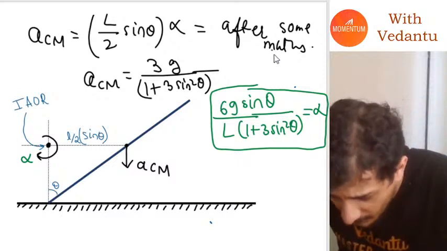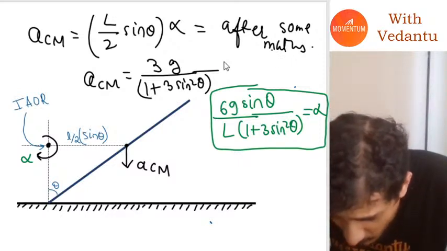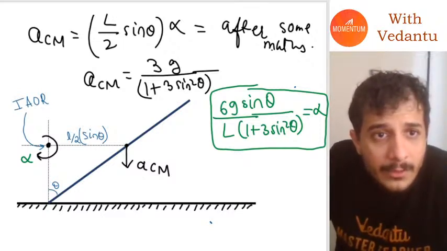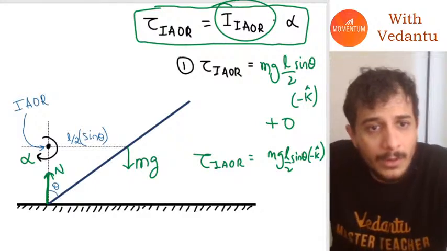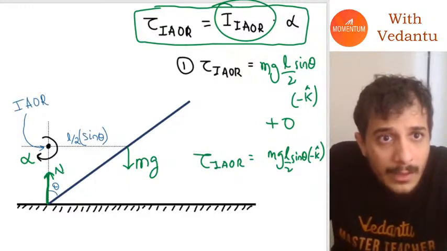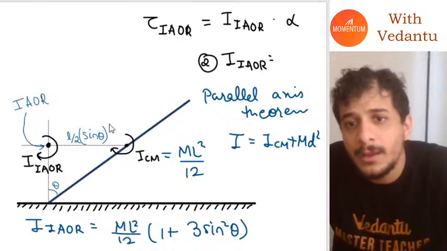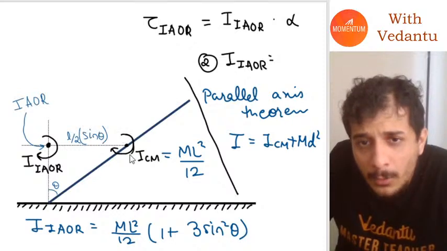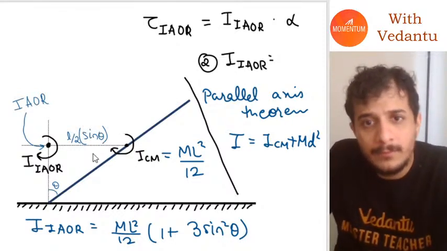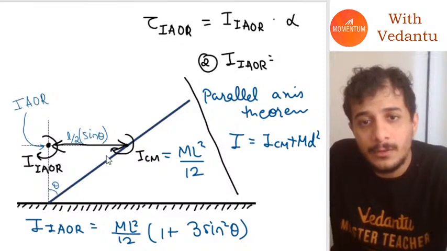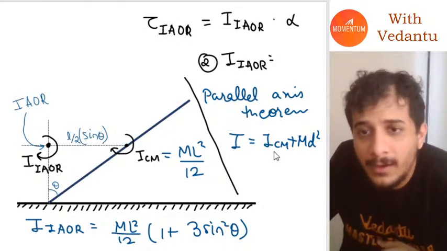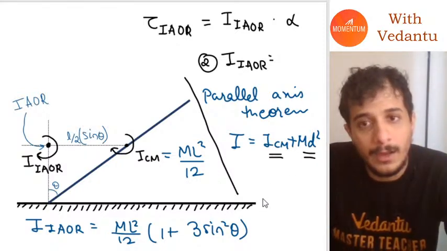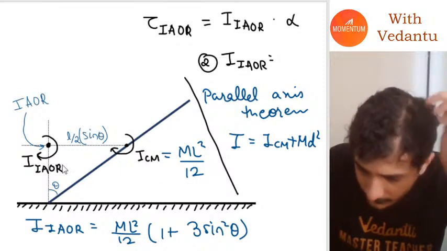Shravani Reddy is asking, sir, can you tell me how to calculate I about O R equation? We have calculated it using the parallel axis theorem. I know about this axis, the moment of inertia is ml square by 12, and I'm just shifting this axis by a distance of L by 2 sine theta. So I will write I CM, ml square by 12, plus m into L by 2 sine theta the whole square. If you do that, you will get the correct answer.